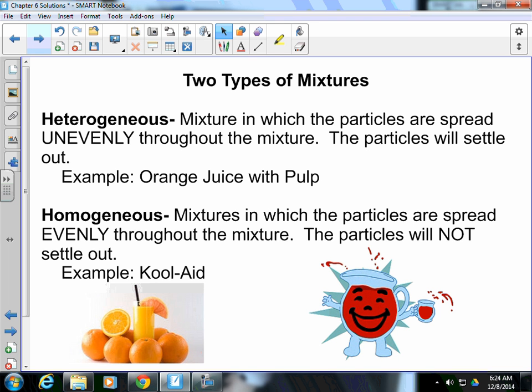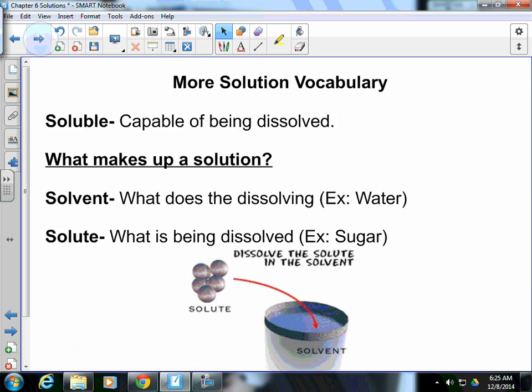Homogeneous, the exact opposite. Mixtures in which particles are spread evenly throughout, and the particles will not settle out. So example, Kool-Aid, orange juice with no pulp. All right, those are great examples of homogeneous mixtures, something that will not settle out in time. So remember, heterogeneous solutions settle out over time and are unevenly mixed throughout the mixture. Homogeneous are evenly mixed and will never settle out. So the difference between homogeneous and heterogeneous.